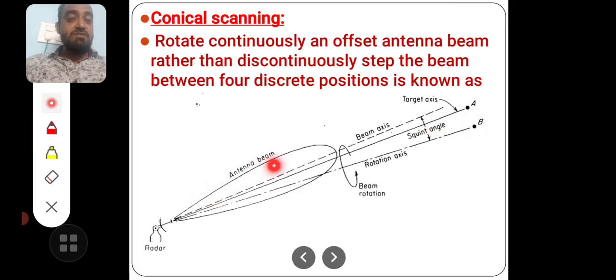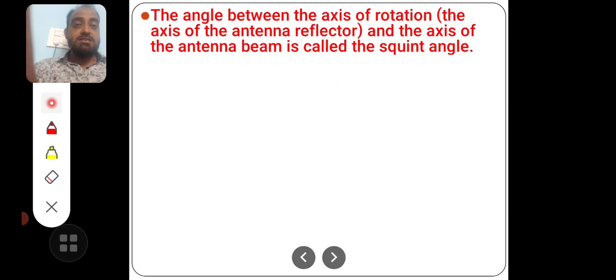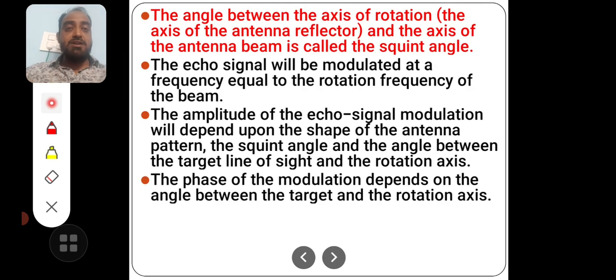If it is very sharp, as in the diagram shown here, and incident towards the target, then the echo power will be much larger. Now, if you read this point, you will understand the amplitude of the echo signal modulation depends upon the shape of the antenna pattern, the squint angle, and the angle between the target line of sight and rotation axis.